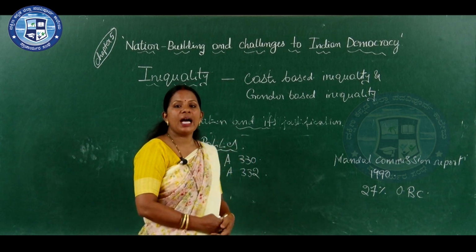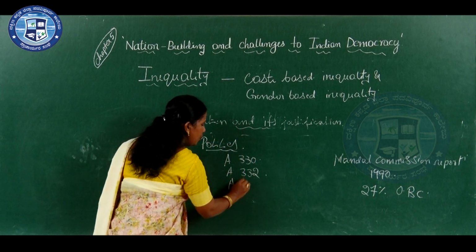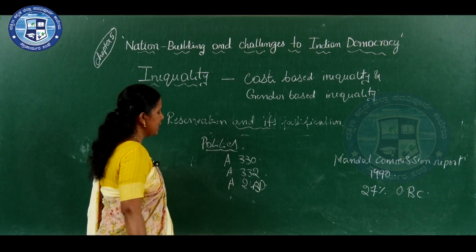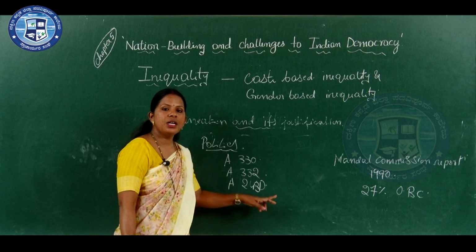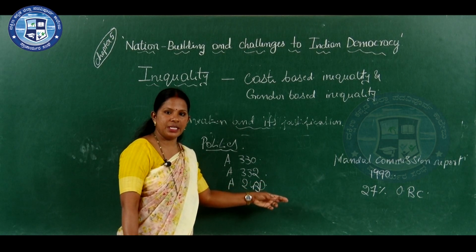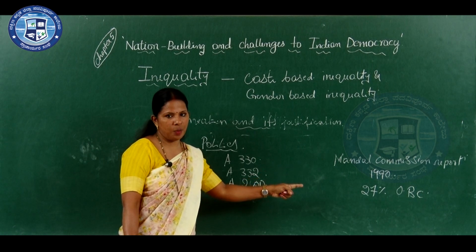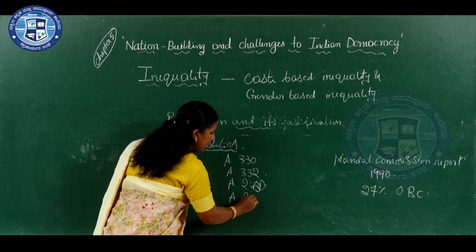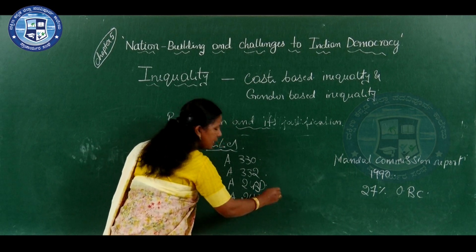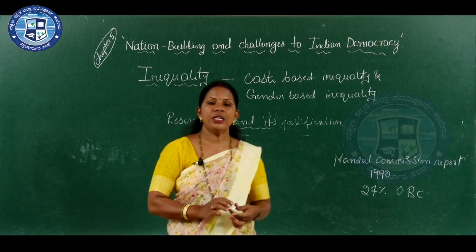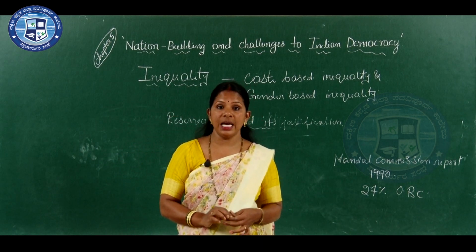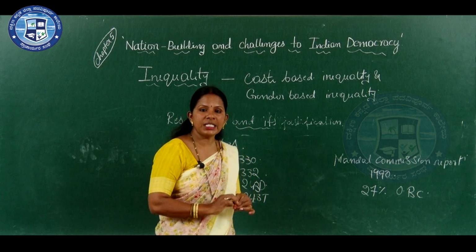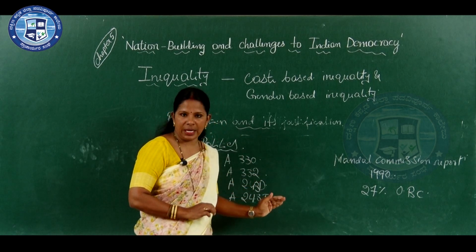And also as per Article 243D, seats are reserved for scheduled castes and scheduled tribes in the rural local self governments in proportion to their population. And as per Article 243T, seats are reserved for scheduled castes and scheduled tribes in urban local self governments. So, in politics also the reservation is provided.